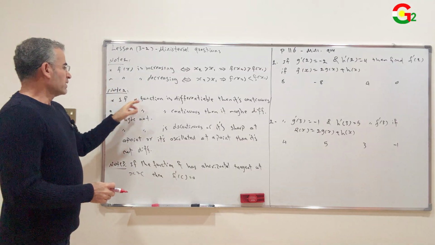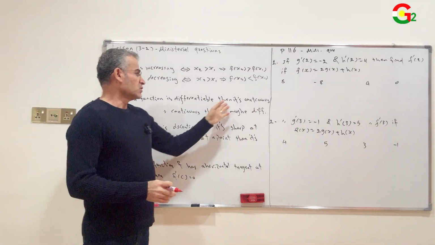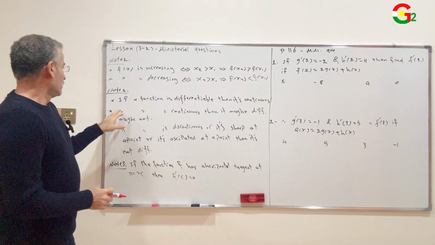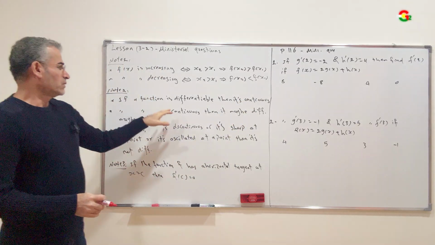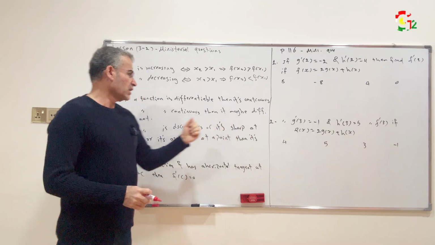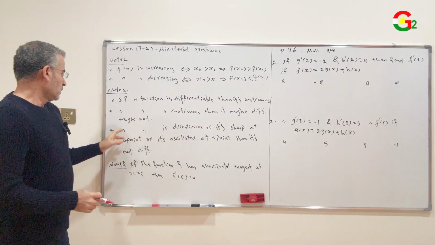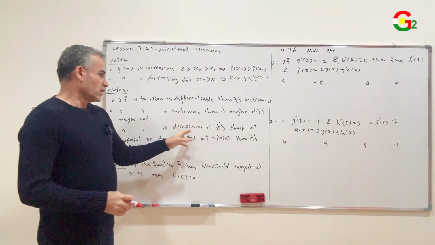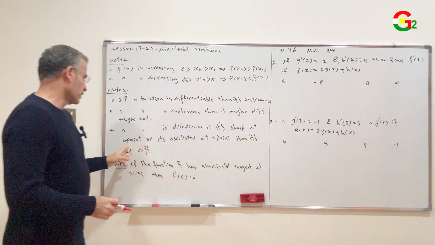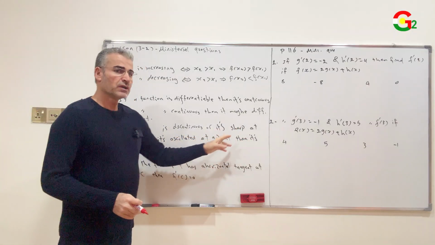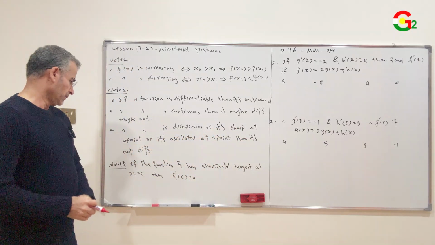Note 2: if a function is differentiable, then it is surely continuous. But if a function is continuous, then it may or may not be differentiable. If f of x is discontinuous, or it has a sharp corner at a point, or it oscillates at a point, then it is not differentiable.